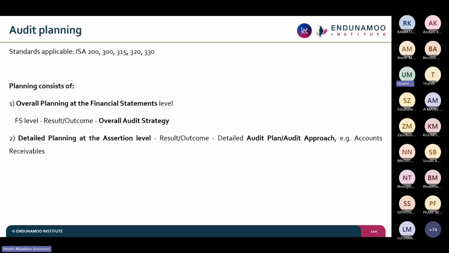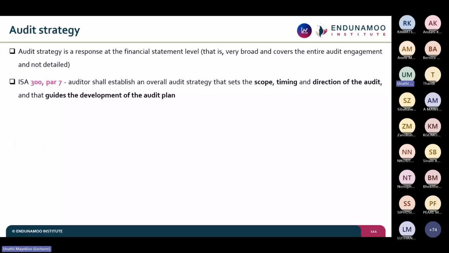Your audit plan is interchangeable with your audit approach, but the one is more overall and the other one is assertion level. And that is because your planning needs to match your risk assessment. Your risk assessment was done at financial statement level, so it was done at an overall level, and then it was done at a detailed level, which is your assertion level. Audit strategy is a response to your financial statement level, so it's a lot broader. Please take a look at ISA 300 paragraph 7 in terms of the scope, timing, and the direction of the audit.